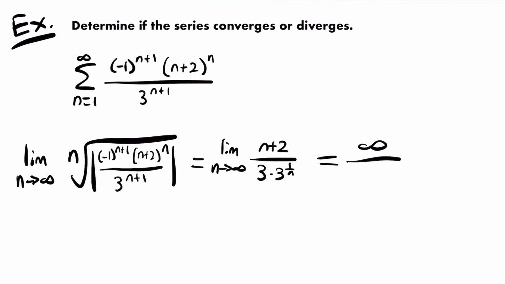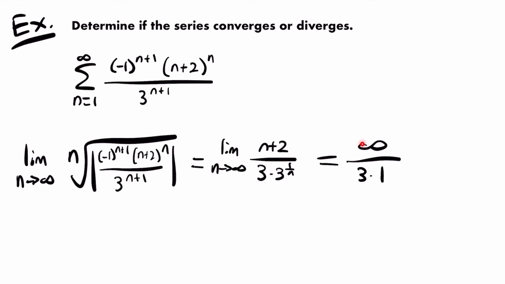And then in the denominator, we have 3 times 3 to the power of 1 divided by n. Now 1 divided by n, as n approaches infinity, will be 0 because we have 1 divided by infinity, or 1 divided by an increasing denominator. So we have 3 to the power of 0, which is 1, right? Anything to the power of 0 is 1. And so we have 3 times 1 in the denominator.